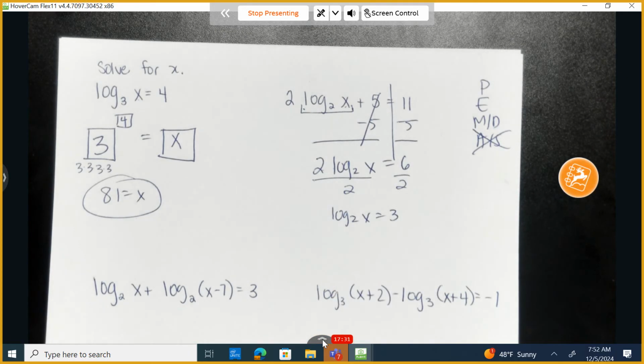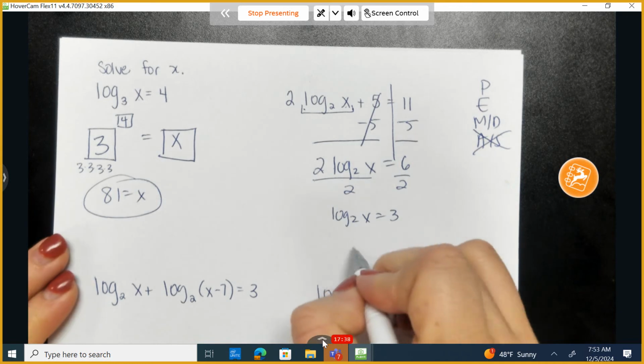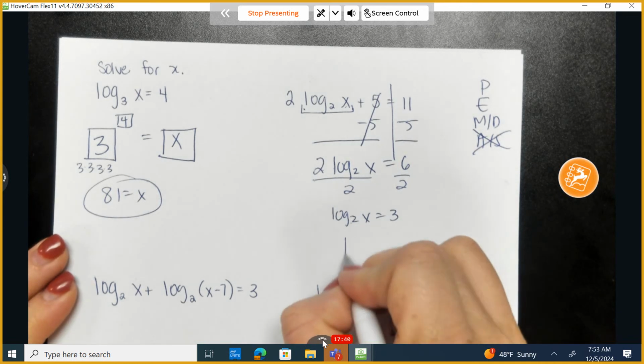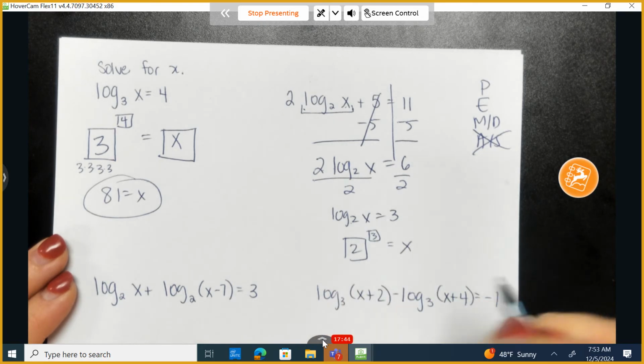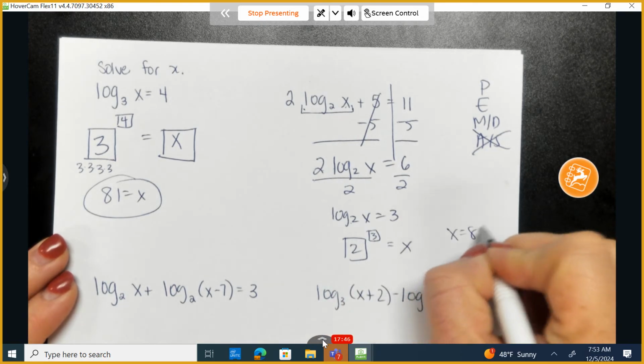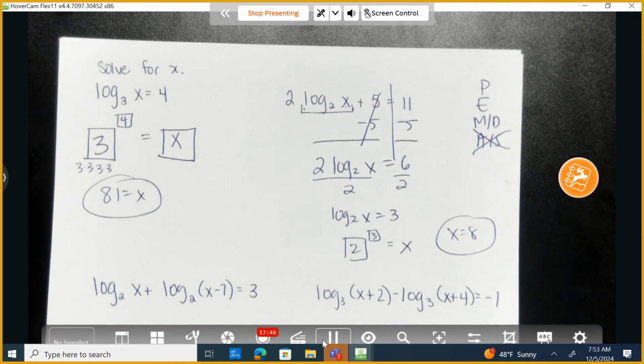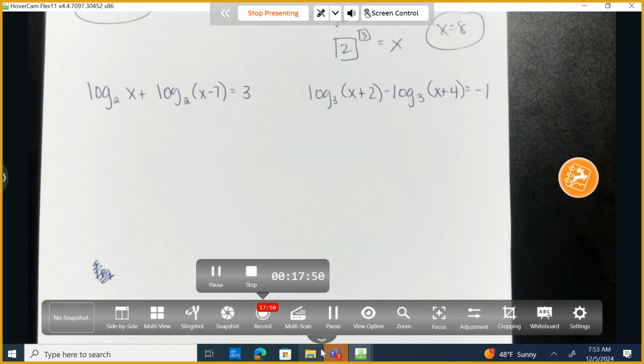And now I'm directly back to where I was in this first example with solving for x in logarithmic equations. So I'm going to write this right now in exponential form. 2 raised to the 3rd power equals x. I know 2 to the 3rd is 2 times 2 times 2, so x equals 8. Let's look at our next example.